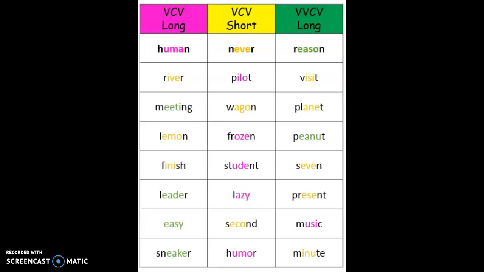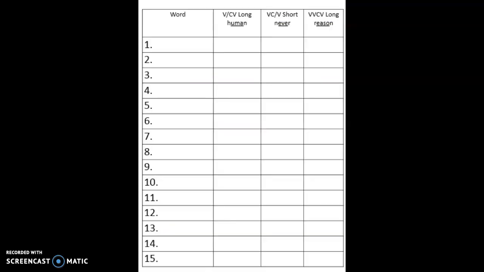In the sort, you do not have any oddballs. There are only 3 headers: vowel, consonant, vowel with a long sound, vowel, consonant, vowel with a short sound, and vowel, vowel, consonant, vowel with a long sound. So just as before, you are going to be presented with your test that looks like this. You will have your 3 headers, and you will need to write 15 of your spelling words correctly and sort them correctly.